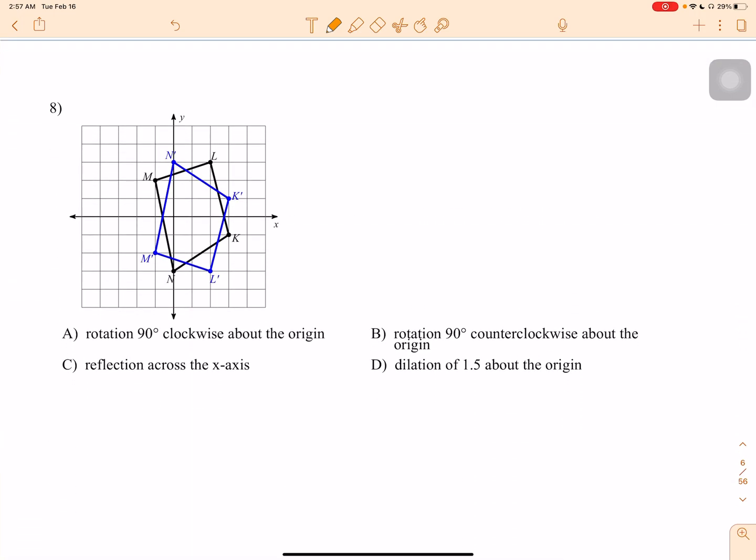This one, okay, so let's look at this. It says, okay, we have a few options here. This one is tricky. I will tell you that much. This one is definitely tricky.